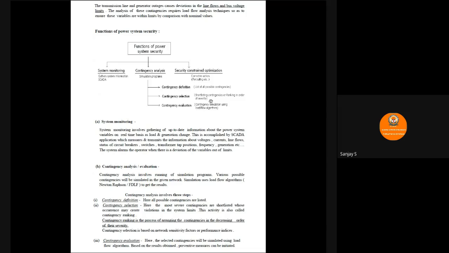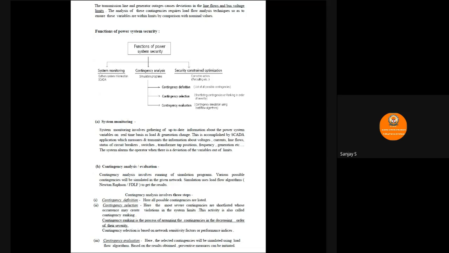So whatever list we have prepared, possible failures, among that which is more severe, which is less severe. So in that order, we are going to organize it. That is called as contingency selection. Then contingency evaluation. Try to simulate the effect of that contingency on the system. That is, try to simulate for failure of a particular transmission line in the software and check what impact it will have on the rest of the system. So this is nothing but contingency evaluation.